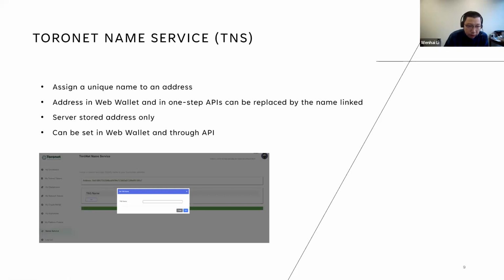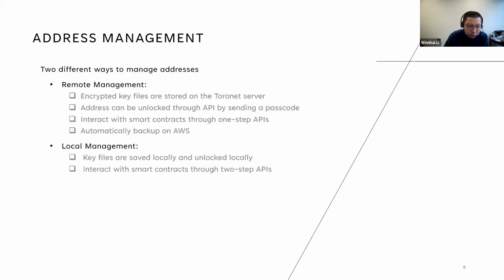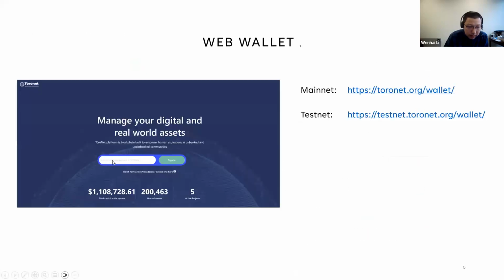And then later on, when you use the web wallet or the one-step APIs, anytime there are address arguments in the API, or when you're using the web wallet, for example, you see the input wallet here, right? If you already have a name service linked to the address, you can directly input the name for that address here, and you can still log in with the name directly.